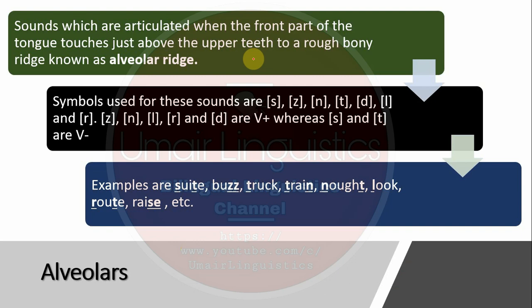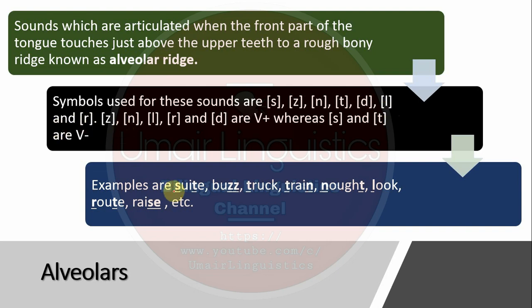And there are a lot of alveolar sounds in English, like s, z, n, t, d, l, r. Among these, s is voiceless, z is voiced, n is voiced, t is voiceless, d is voiced, l is also voiced, r is also voiced.